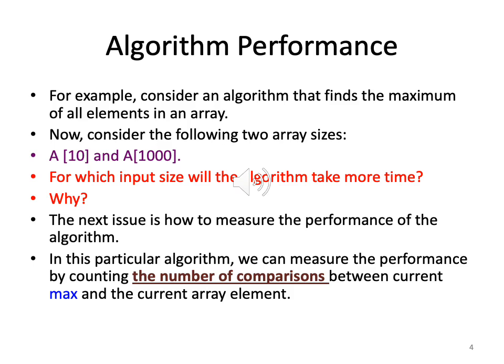So you're given an array, and let's say we can assume that the elements are not sorted. Once they're sorted, finding the maximum is quite easy, it's always the last one. So let's say they're jumbled up, unsorted, to make it a bit more interesting. Now consider the following two array sizes, A10 and A1000. The question is, for which input size will the algorithm that finds the maximum take more time?